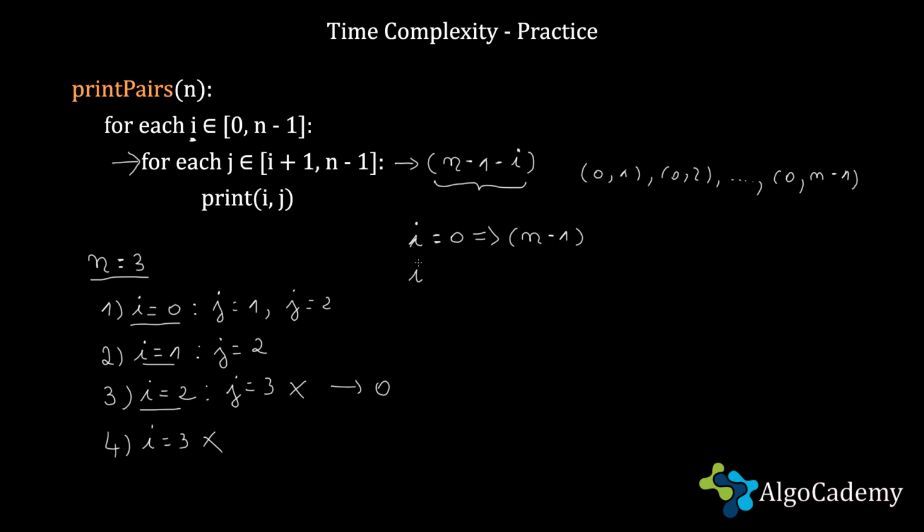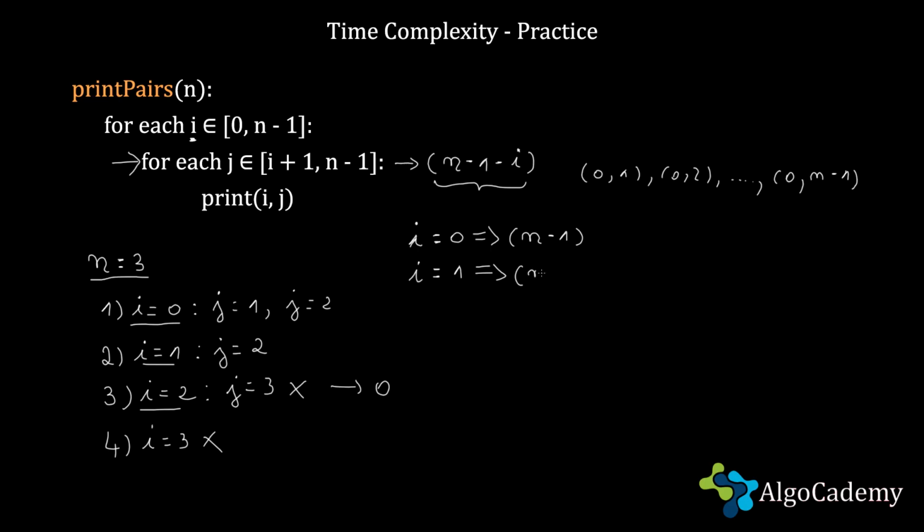Now, for I equals 1, right? Because after these n minus 1 operations, I finish the for loop and I go back to the first one. I got increased, so now I equals 1. I have to see, for this I equals 1, how many operations do I do here, right? So, if I equals 1, well, n minus 1 minus 1, right?